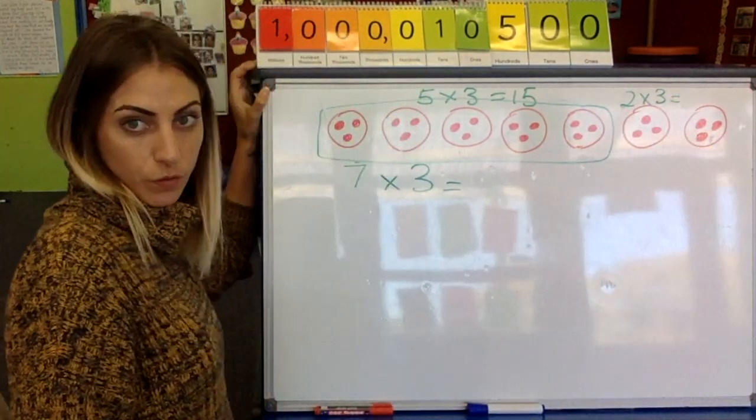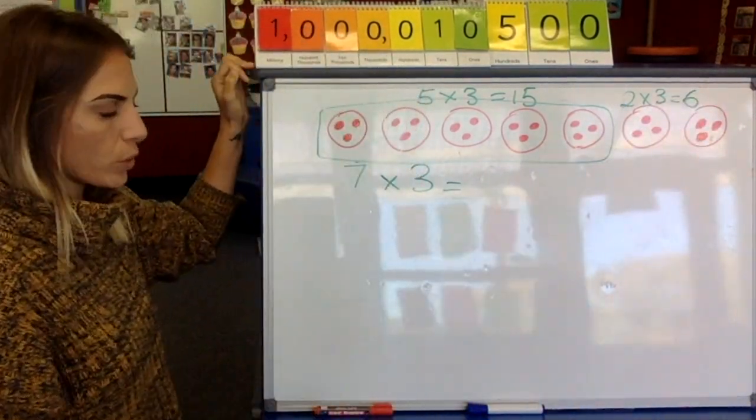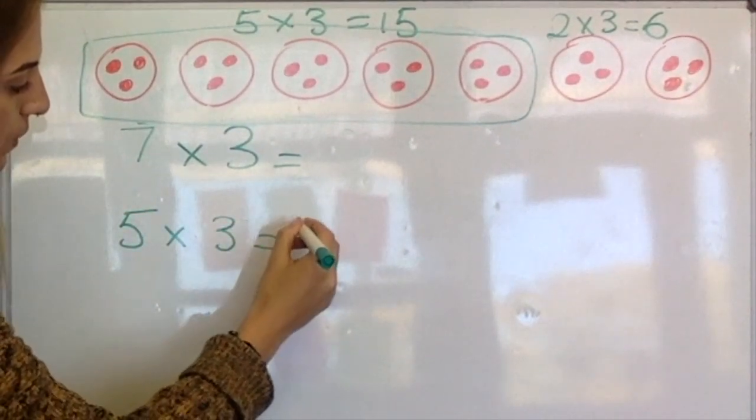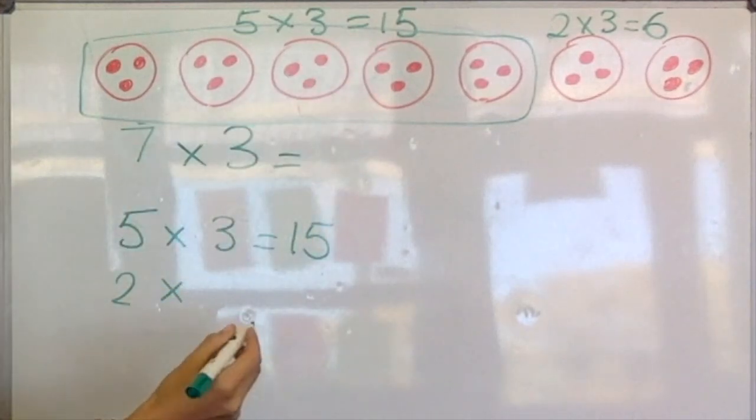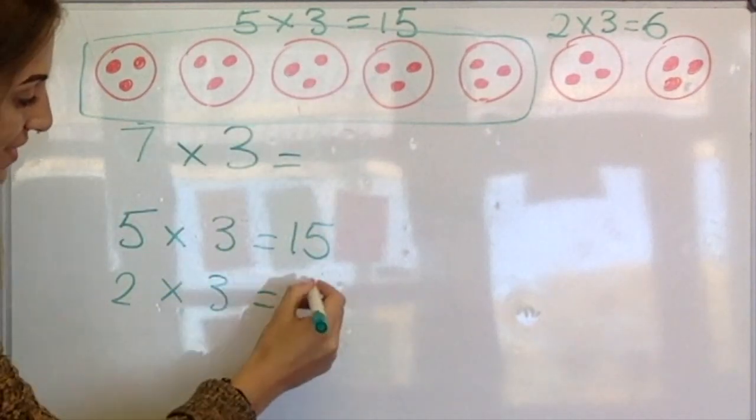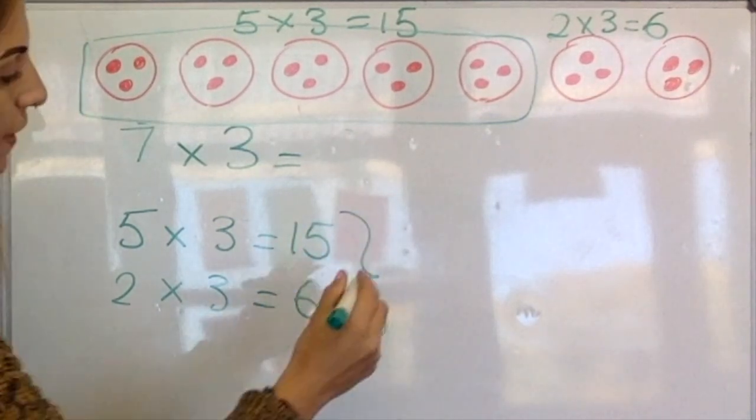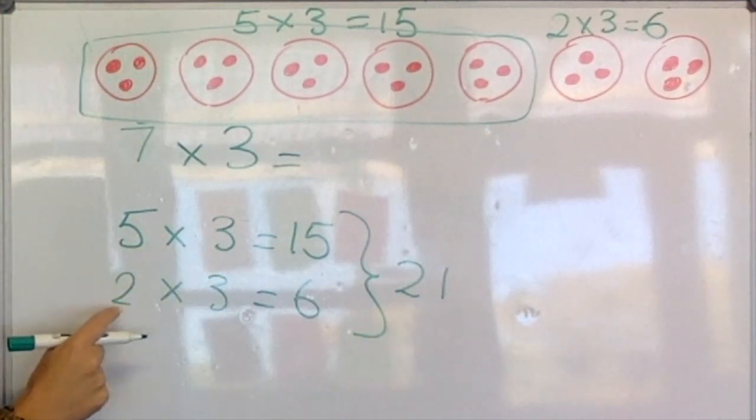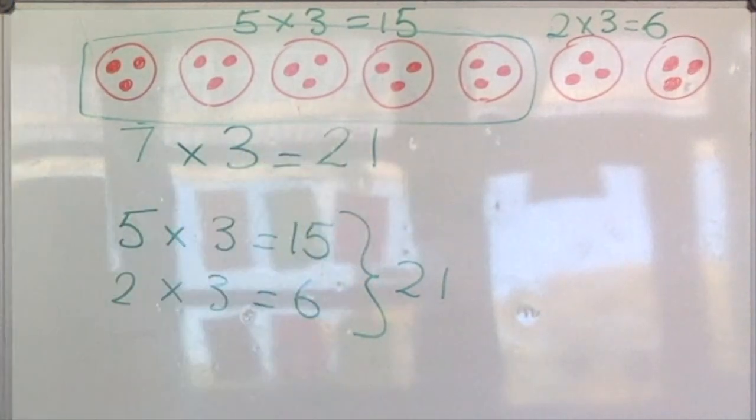So 2 groups of 3 is I've got 6 more chocolate chips. So that means that when I add on, I know that 5 groups of 3 is 15, and I know that down the end I've got 2 more groups of 3, which is 6. If I add 15 and 6 together, that's 21. So 5 groups of 3 and 2 groups of 3 give me 7 groups of 3, which is 21. So there are 21 chocolate chips.